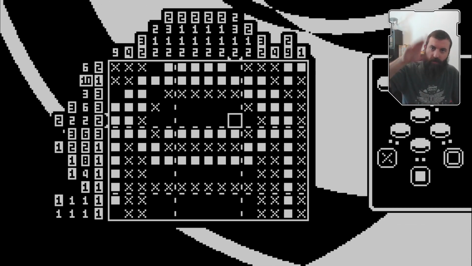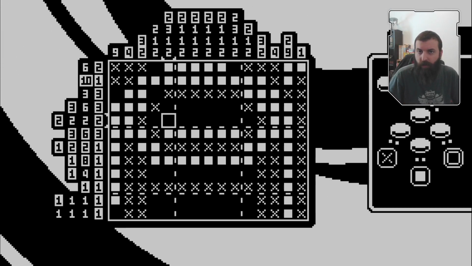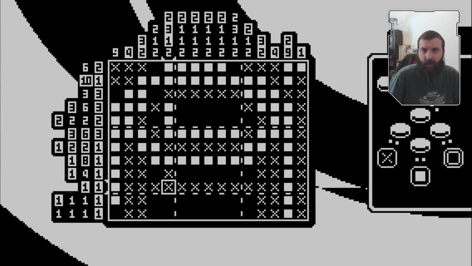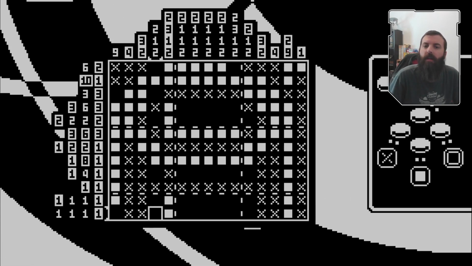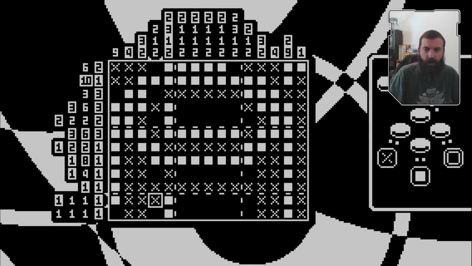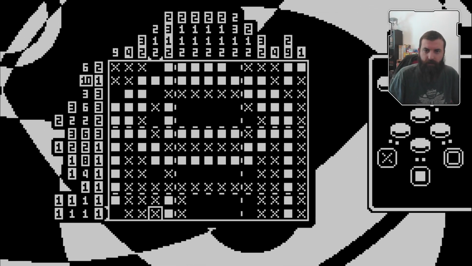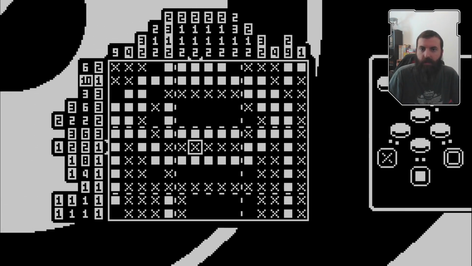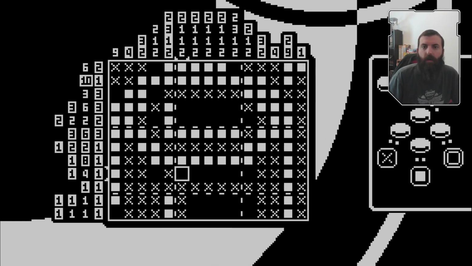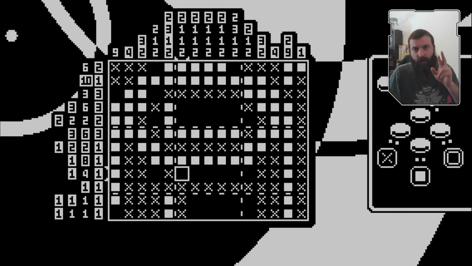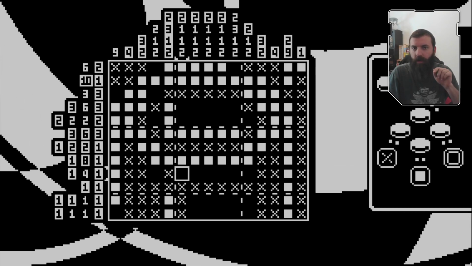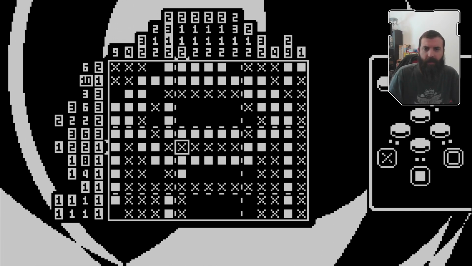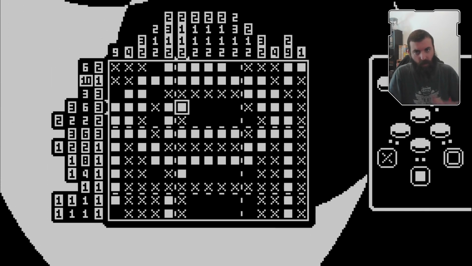Looking at our vertical columns, we've got this 2, 3, 1, 2. This has to be the 3, which means that has to be the 1, which means that we have to have a 2 here. These horizontal 1s, so that has to be like that. Got a vertical 2, yes. 1, 1, 2. This has to be the 2, this has to be a 1, and there has to be a 1 here.